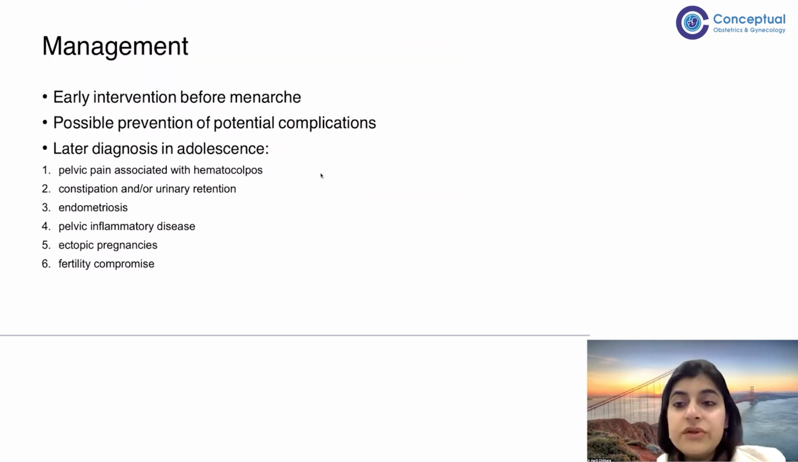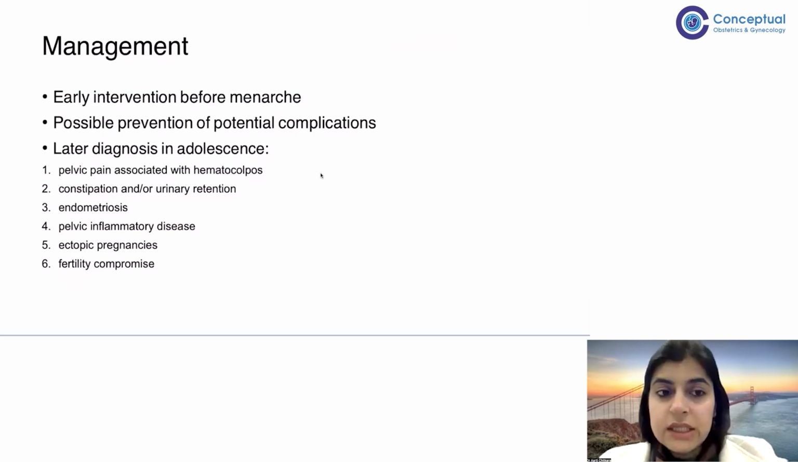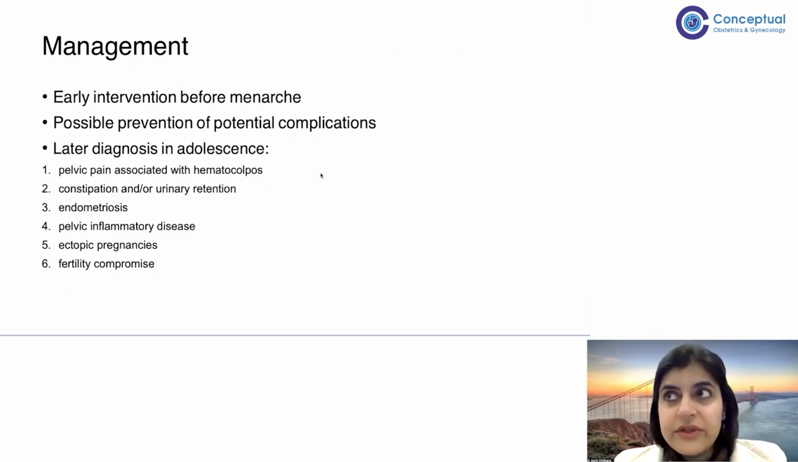Management. So usually this might need an early intervention before menarche. Why do we need to have an early intervention? But usually we still do it after 10 years, just before the onset of menstruation or just before menarche, to prevent the possible potential complications associated. If there is outflow obstruction, the patient will have some kind of backflow changes: endometriosis, endometrioma, hematometra, hematocolpos, pyometra, pyocolpos, all that can happen, right? You want to prevent those potential complications.